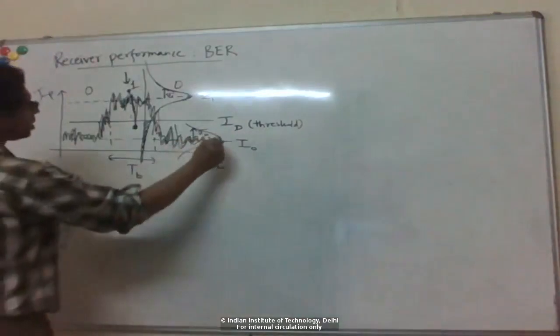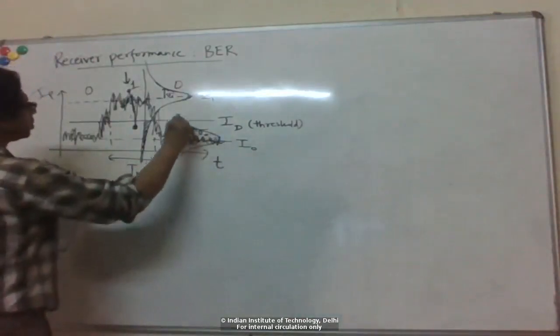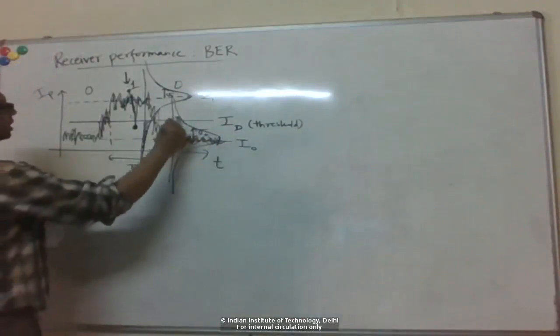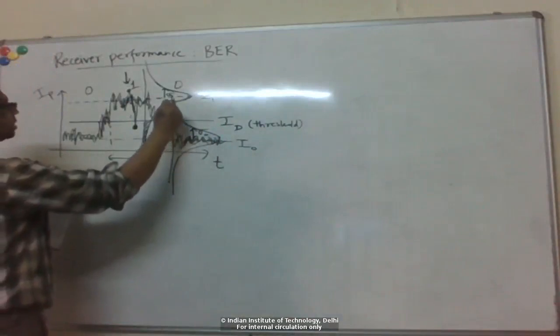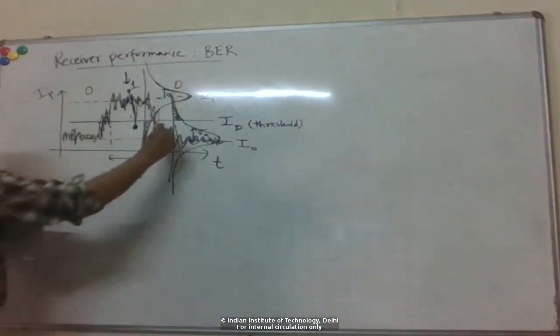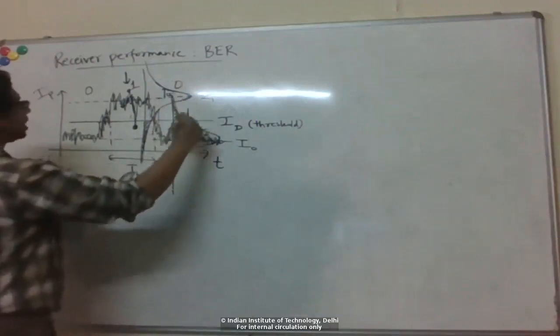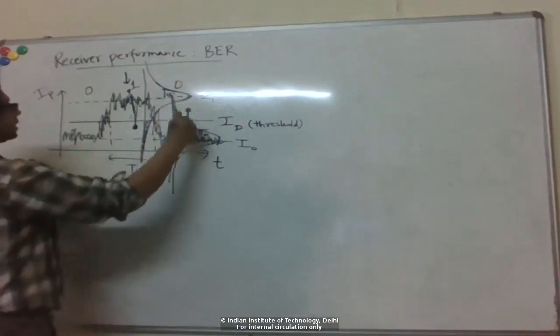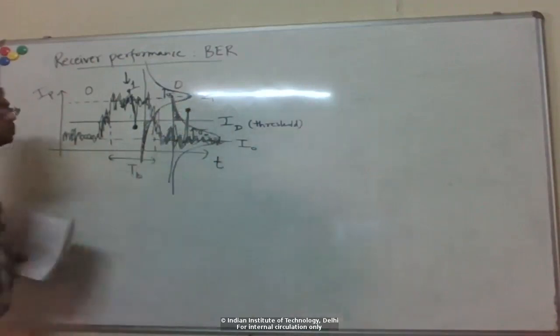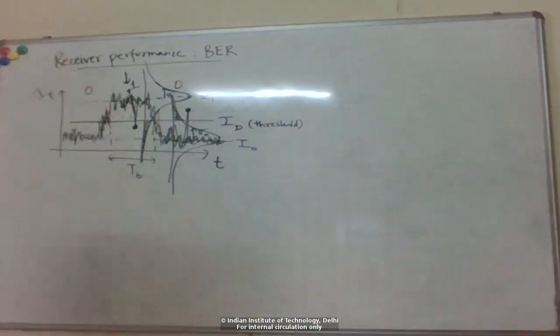Similarly for 0, this Gaussian distribution, the tail of it going above ID, is the probability that you have a noise fluctuation such that you get a value above ID, although bit 0 was sent.